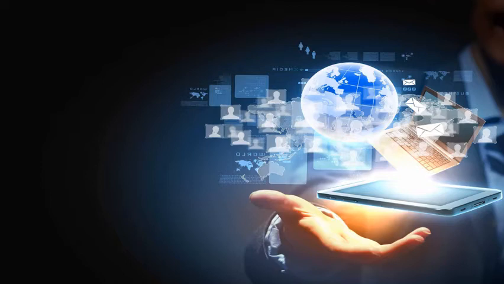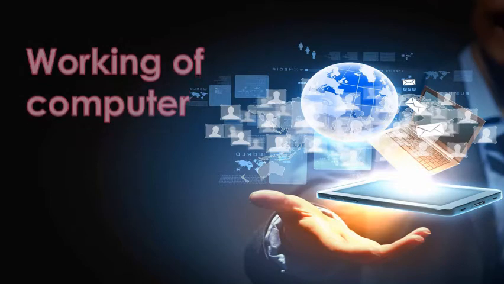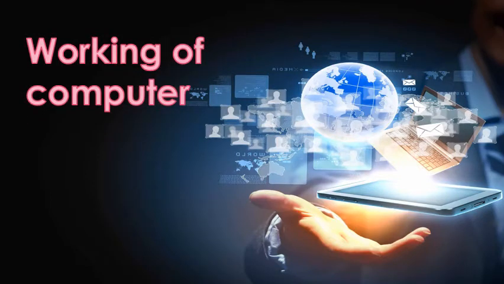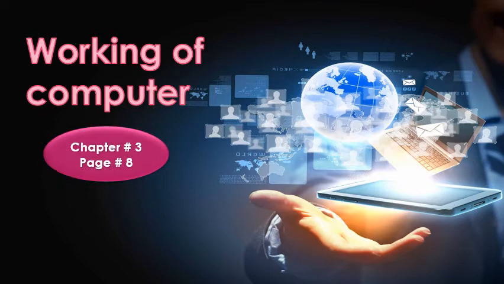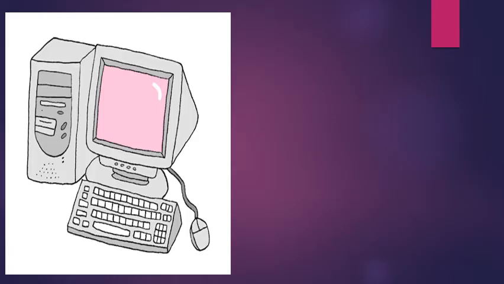Now we will start another chapter, and that is working of computer. We have seen the generations of the computer. We have seen the types of computer according to their size. Now how do the computers work, we will learn in this chapter. Okay, so the new chapter which we are going to start is working of computer. This is our chapter number 3 and it is on page number 8.